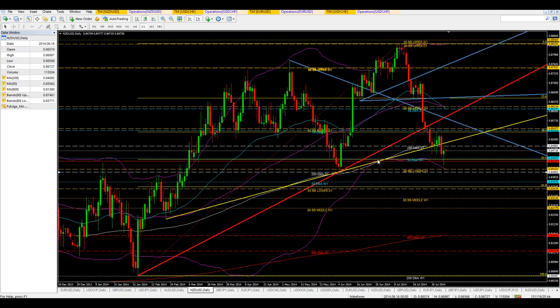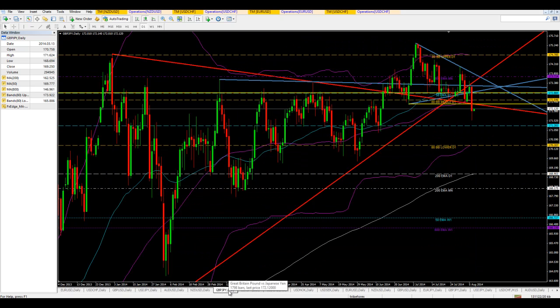The New Zealand dollar, we have a beautiful reversal candle really forming on the 50% fib area. We're going to be looking for a buy at 0.8447, which is the 50% fib area, and it's also right where our weekly 50 EMA is. We're going to be looking for a buy off of that zone. So buy at 0.8447.